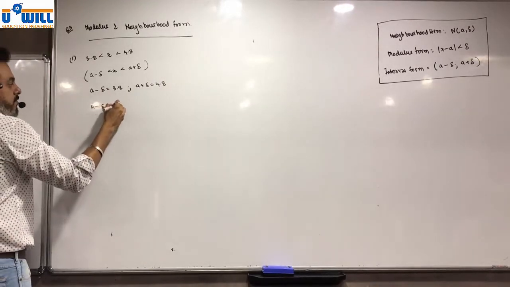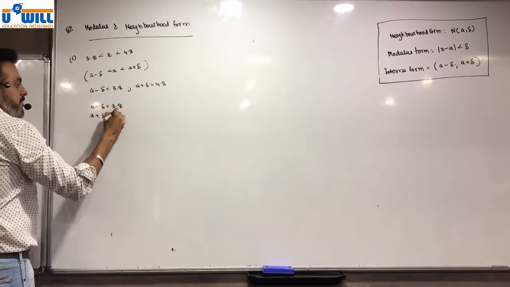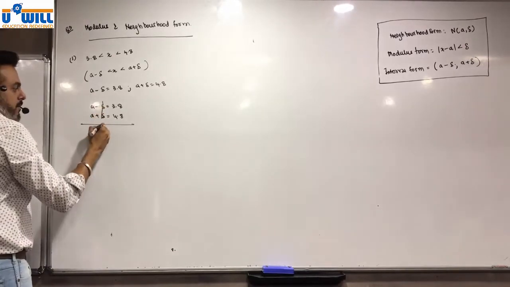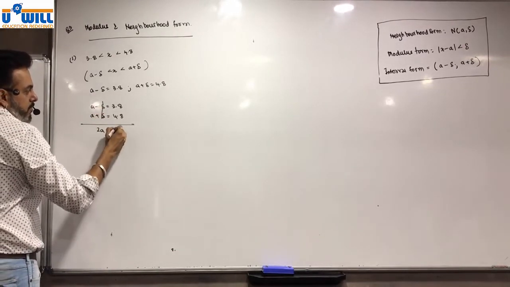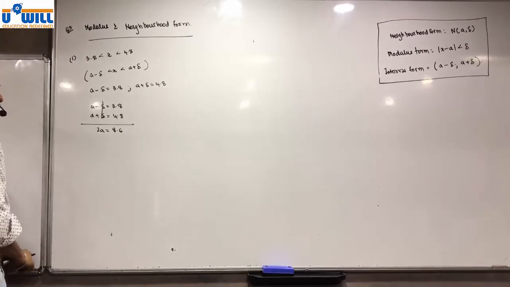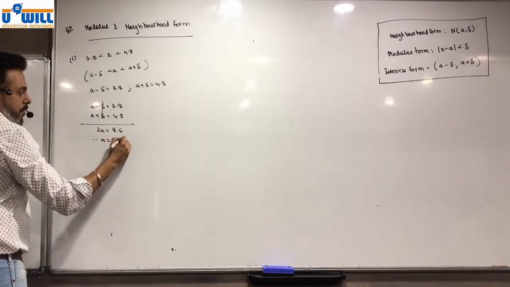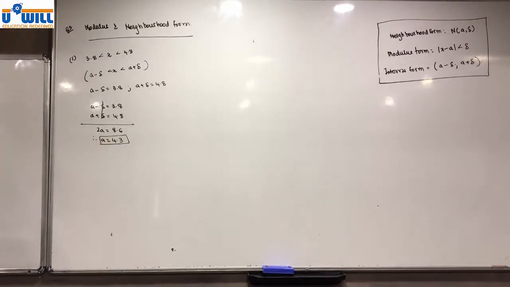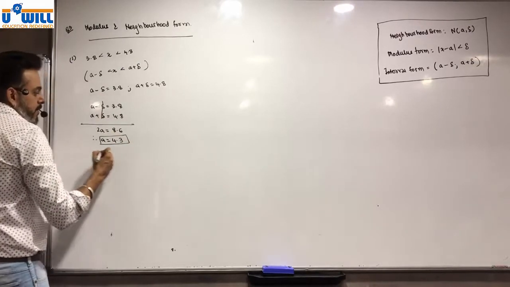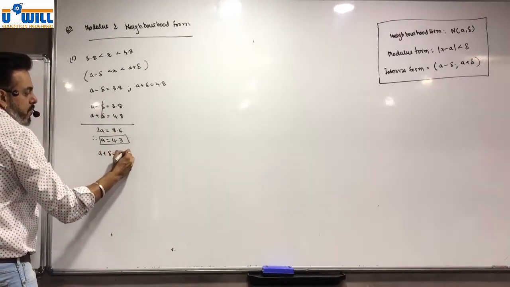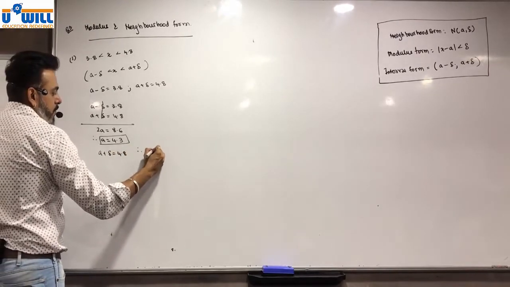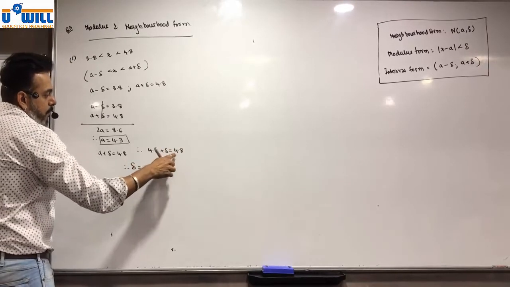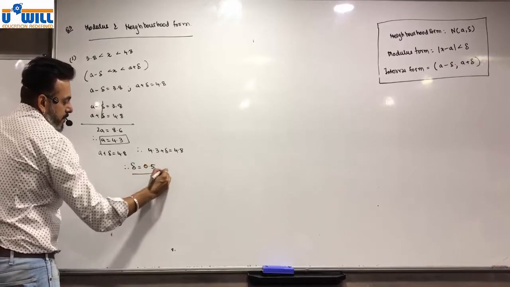So a minus delta is equal to 3.8, a plus delta is equal to 4.8. Cancel: 2a is equal to 8.6. Therefore, a is equal to 4.3. A we get. Now what we have to find? We have to find delta. So a plus delta is equal to 4.8. Therefore, 4.3 plus delta is equal to 4.8. Therefore, delta is equal to 4.8 minus 4.3, which is 0.5.